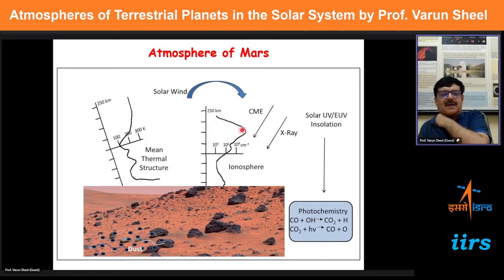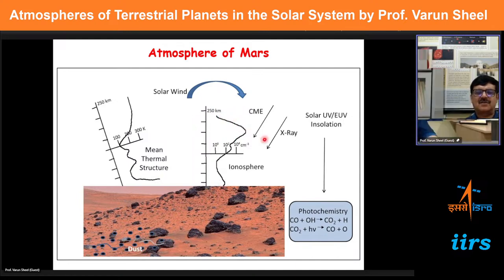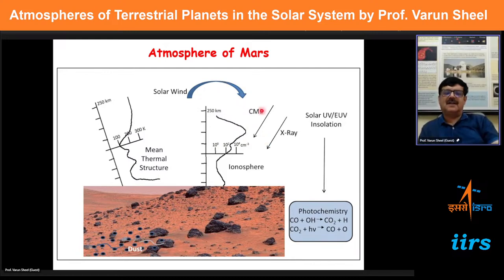And this is a typical structure of how the ionosphere looks. As I said, these radiations produce ions, and ions and electrons are available there. So a typical electron density profile looks like this, and various processes are there which form this ionosphere. So how the solar wind interacts with the upper atmosphere, how the ions are formed, and then once the solar radiation reaches the lower heights, there is a lot of dust here.